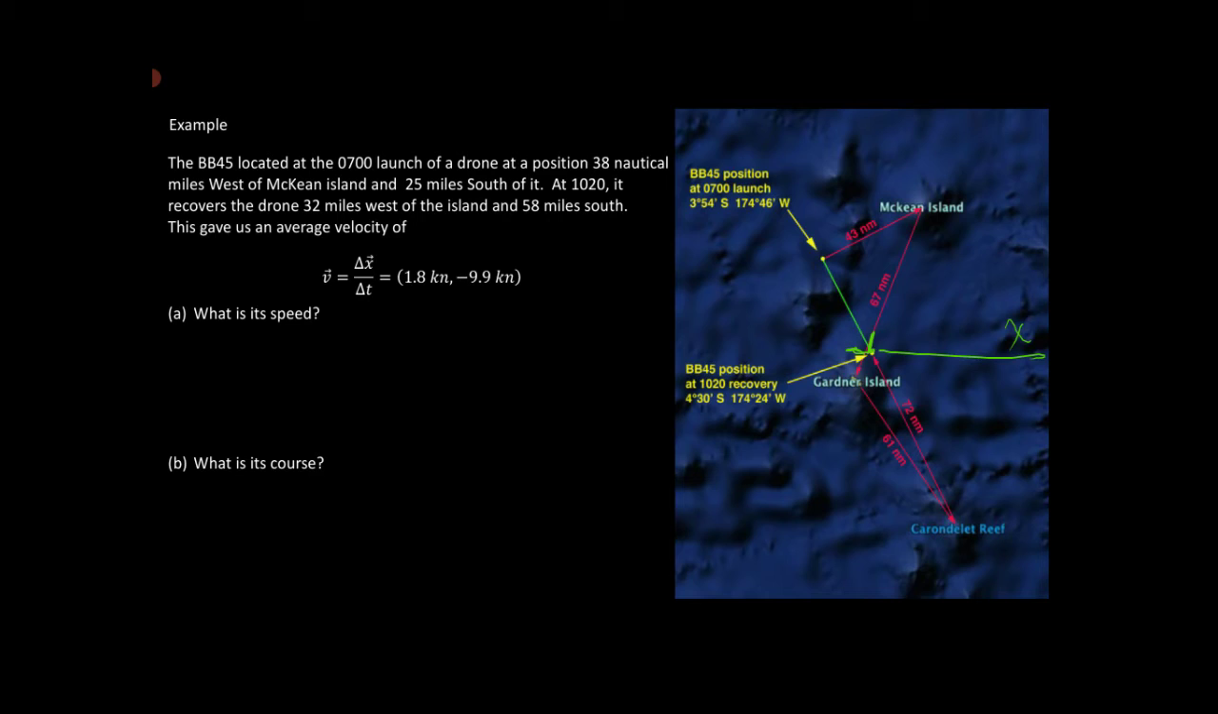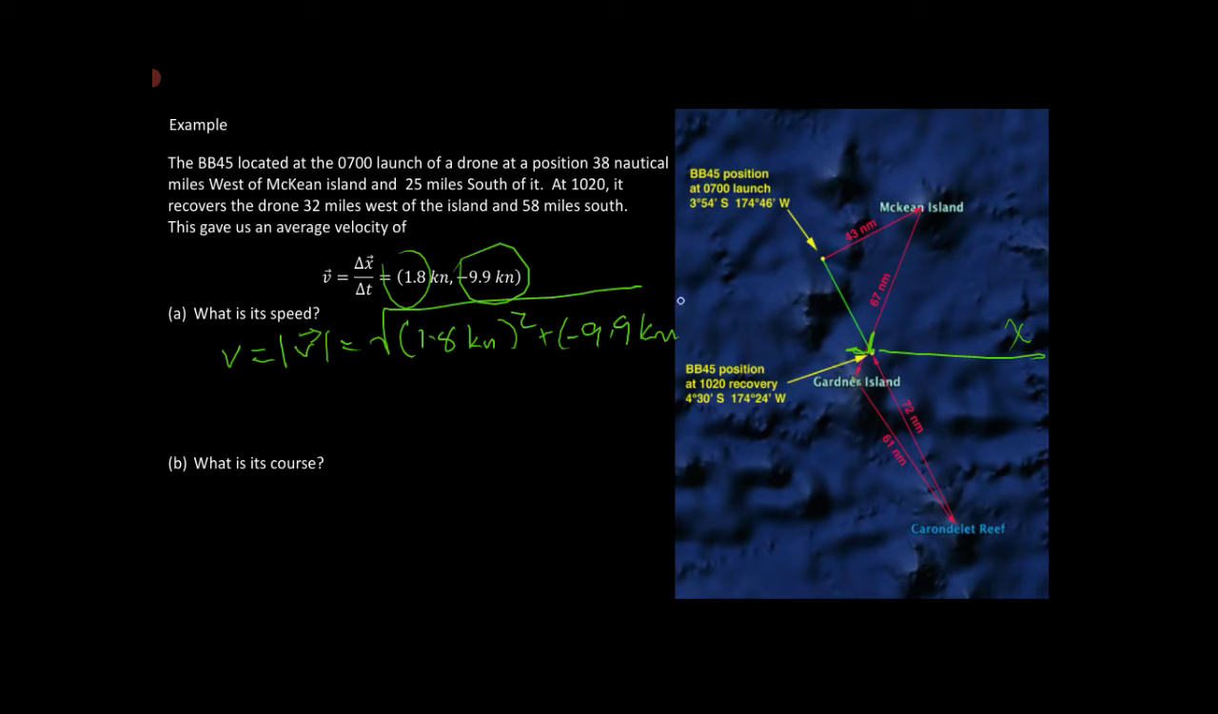So speed, how are we going to find the speed of the BB45? Well, the speed is the magnitude of the velocity. So that's going to be the square root of the sum of the squares of the components of the velocity. So that's 1.8 knots squared plus minus 9.9 knots squared. When we do that, 1.8 squared is 3.24. So we've got knots squared, square knots, I guess.